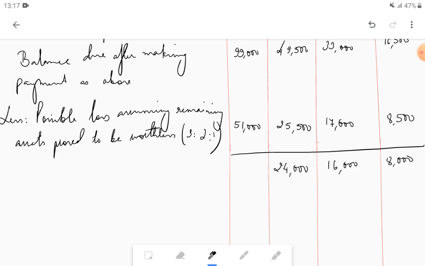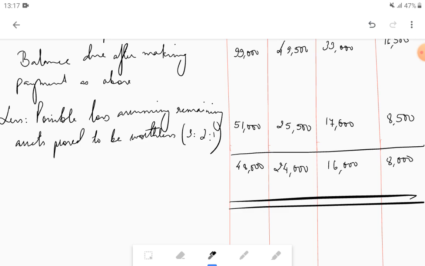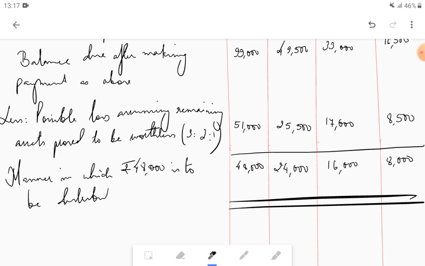No partners have deficiency. Get the total, and this 99,000 minus 51,000 should be equal to 48,000. If it's equal, then that means your calculation is correct. So this will be the manner. Now remember, there's no deficiency, right? So the manner in which the amount of rupees 48,000 is to be distributed. Okay, how each of your partners are going to be receiving the amounts on realization.